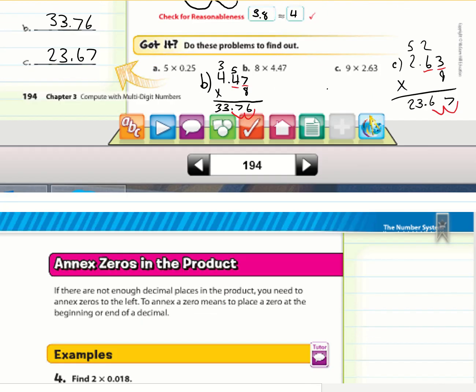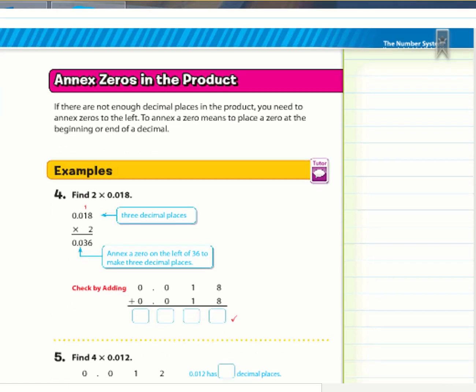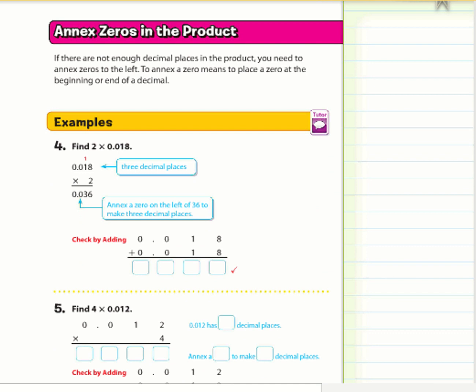And we're going to move on to example 4. So annexing zeros in the product. If there's not enough decimal places in the product, you'll need to annex zeros to the left. To annex 0 means to place a 0 at the beginning or end of a decimal.